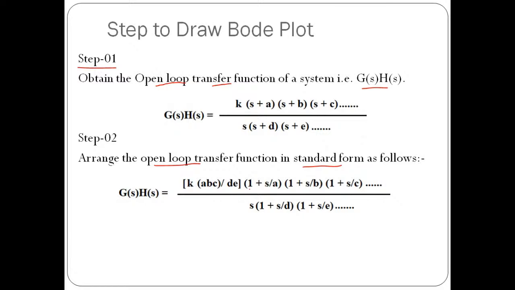See, 1 plus coefficient of s followed by s, 1 plus coefficient of s followed by s. So, this will be the standard form. Same for zeros also. So, this will be your step number two.